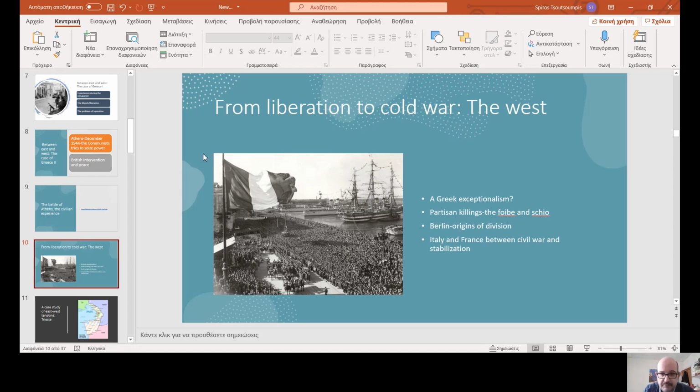And many of the left-wing partisans were very much in favor of exterminating the majority of fascists. So there were widespread killings, especially in places like Lombardy and Emilia-Romagna, where thousands of people were executed by the partisans without trial. And so there was instability in Italy and France, which were also on the verge of a civil war.